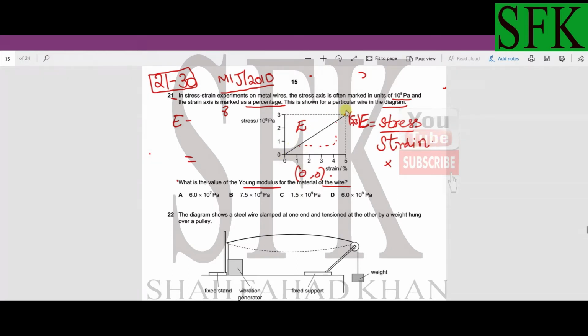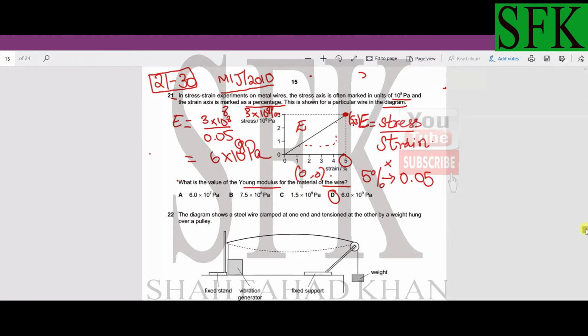So just consider any point over here. At this last point, the strain is 5%. 5% in numerical terms would mean 0.05, and stress at this point is 3 × 10^8. So you have the value of stress and the value of strain. Use them in the formula of the Young's modulus to get your final answer. Stress is 3 × 10^8, and if you divide it by 0.05, you will end up getting 6 × 10^9 pascals. So option D is correct.